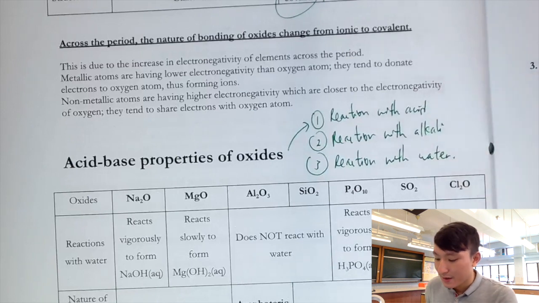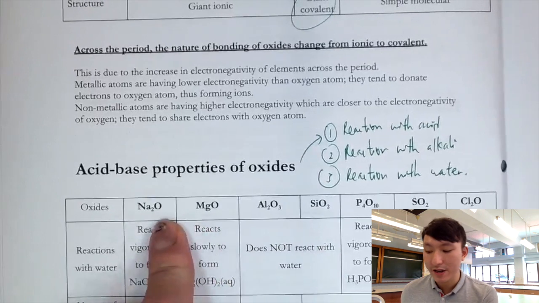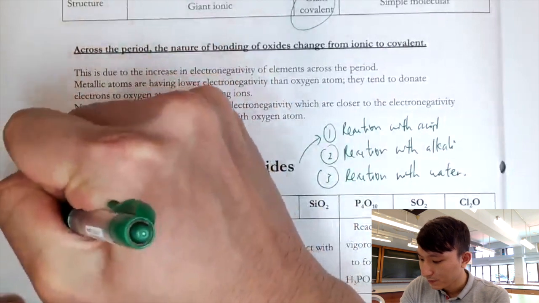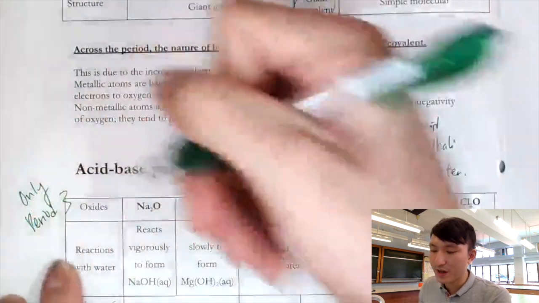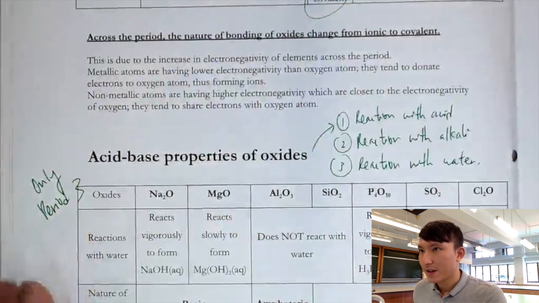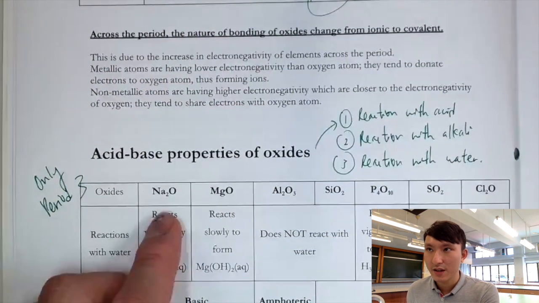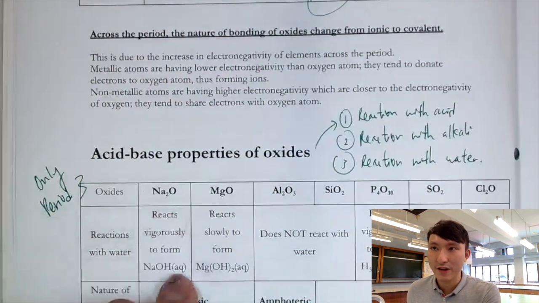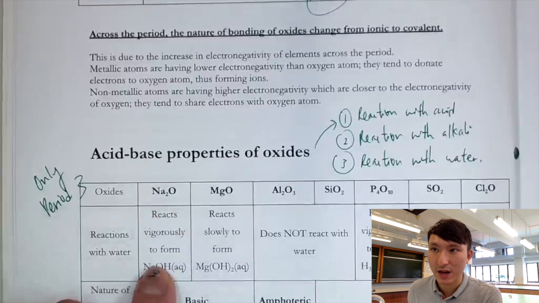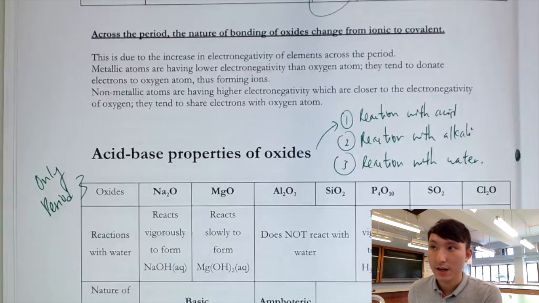Now let's look at these oxides. We only focus on period 3. We don't really look at period 2, it's a little bit strange for period 2. Anyway, sodium oxide and magnesium oxide, these two are very basic oxides. They react vigorously with water to form an alkaline solution, so sodium hydroxide and magnesium hydroxide. These are obviously basic oxides.